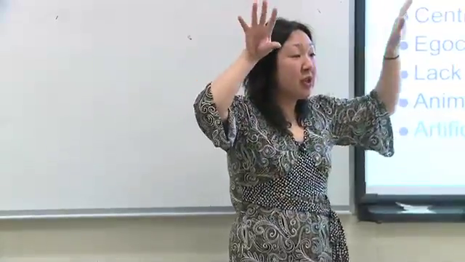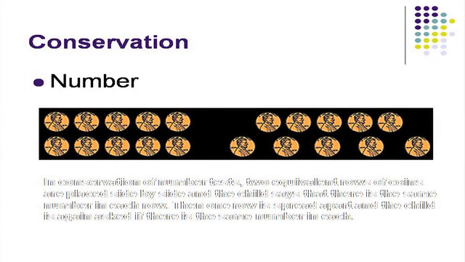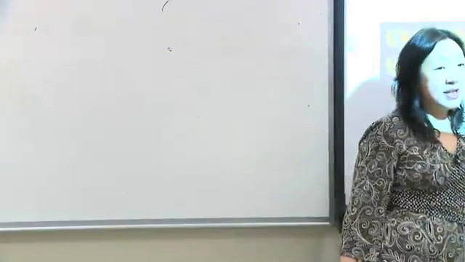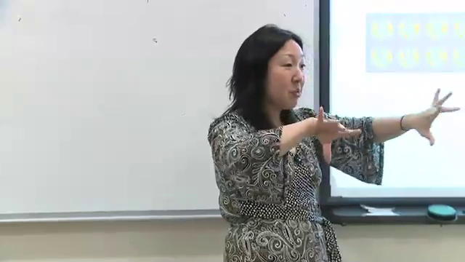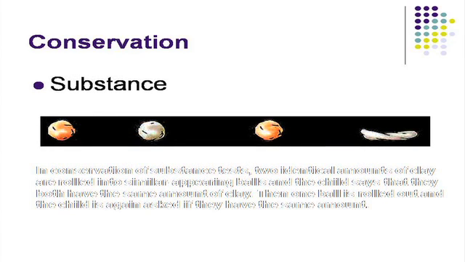Or, the trees make noises with the wind, and they think they're talking. So that's artificialism, all right? So conservation, number first. You know that there are 10 pennies. The kids think that this one has more money than this one because they're spread out. Lengths too. It's the same length, but they think one is longer than the other because it's not evenly set. Then substance too, right here. The amount of clay, they think one has more than the other because the shape is different, although it's the same amount of clay.